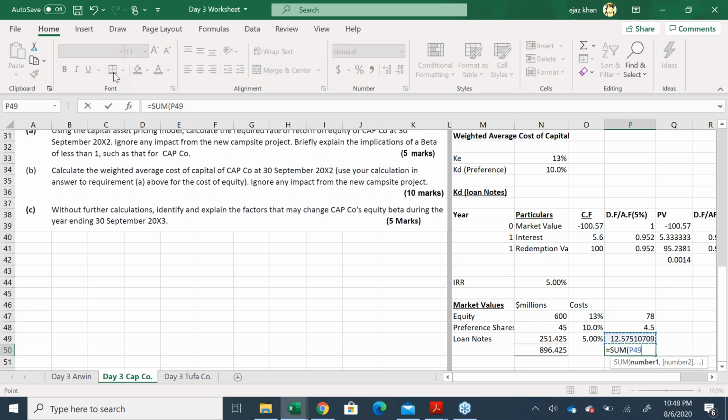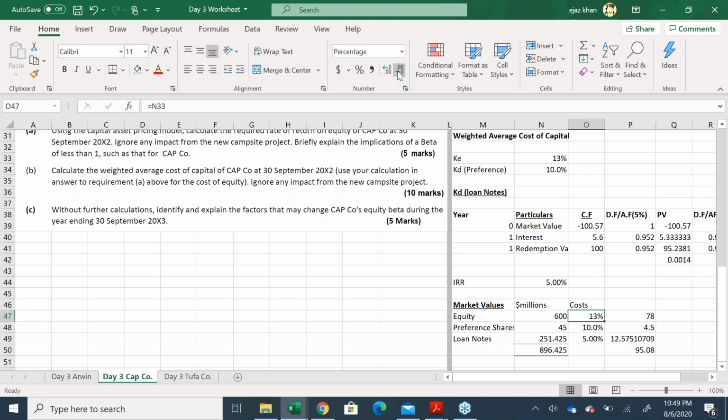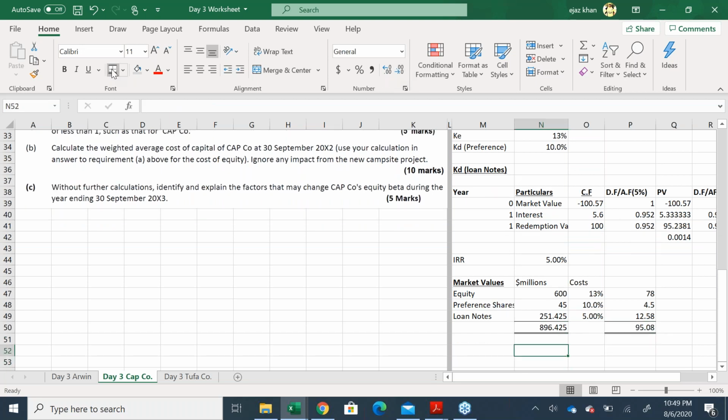So we will be paying approximately $95.07 million to these investors in 1 year. 13% of 600, 78 million will be paid to equity holders. 10% of 45 will be paid to preference shareholders, and 12.58 million will be paid to loan note holders. The total that the company will be paying to investors will be 95.08 against the total investment of 896.425.